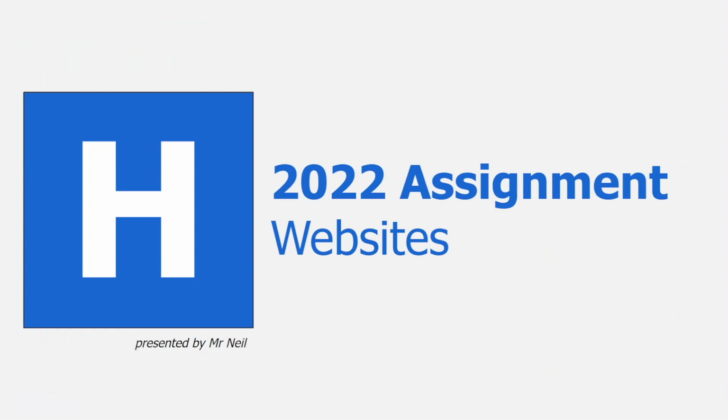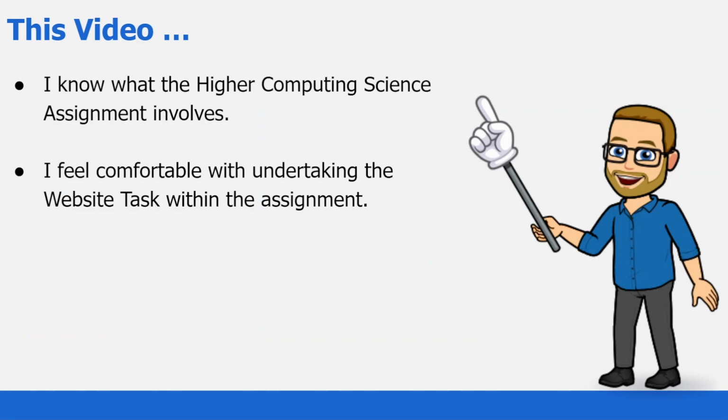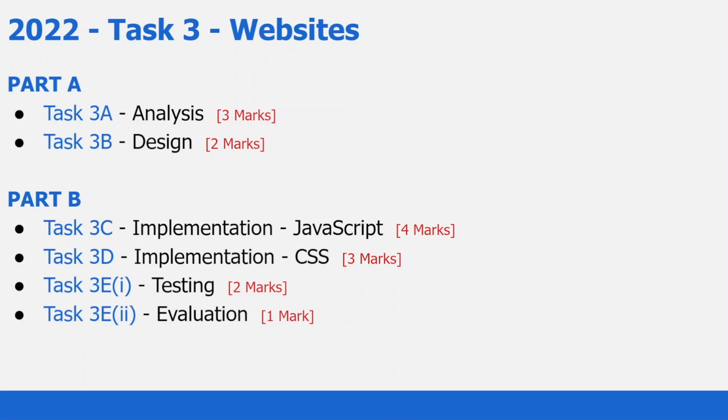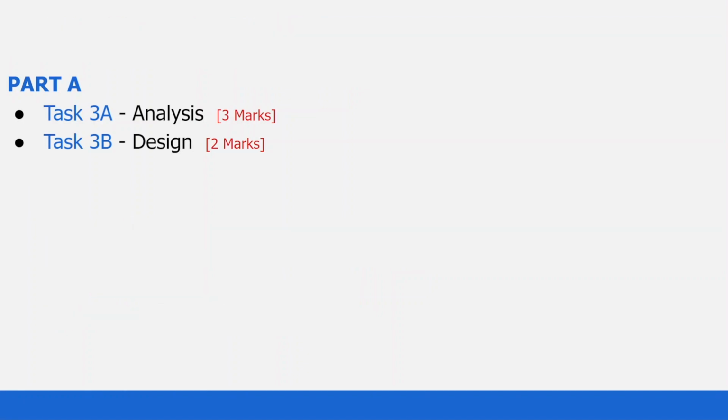In this video we're going to look at the website task from the 2022 Higher Computing Science assignment. By the end of this video you should know what the Higher Computing Science assignment involves and feel comfortable with undertaking the website task within the assignment. In 2022 the website task was broken into two parts, totaling 15 marks. So let's dive straight in and look at part A.